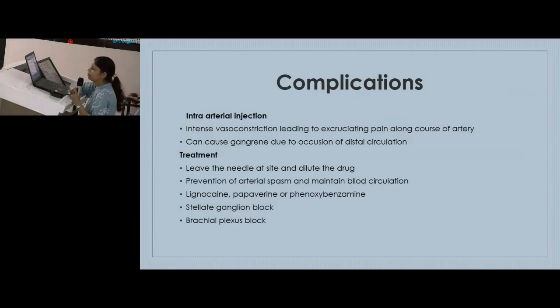Now the complication: when given as an intra-arterial injection, it can cause intense vasoconstriction leading to excruciating pain along the course of the artery. It can cause gangrene due to occlusion of distal circulation. For treatment, you leave the needle at the site and dilute the drug, and we should take measures to prevent arterial spasm and try to maintain the blood circulation to that limb. So you can use injection lignocaine, papaverine, phenoxybenzamine, and you can also give a stellate ganglion block and brachial plexus block to induce vasodilatation.